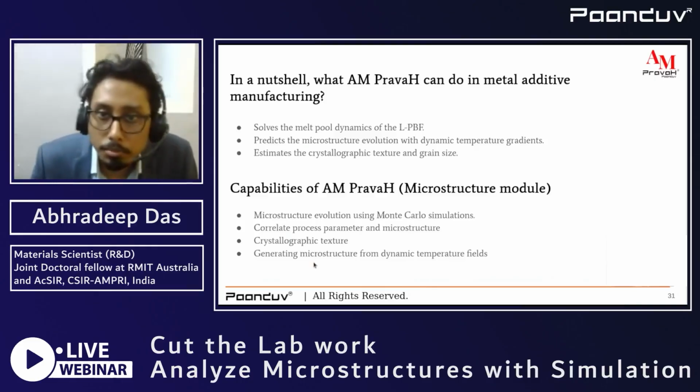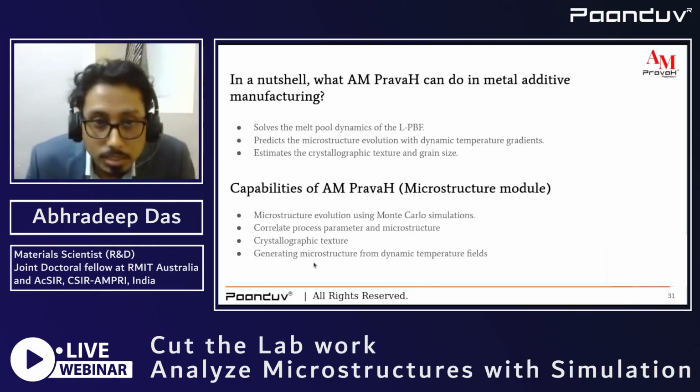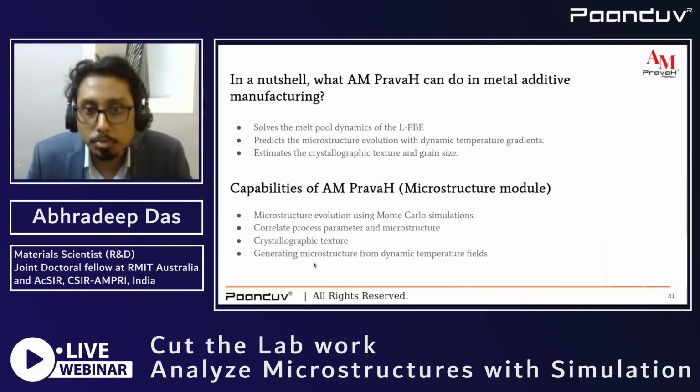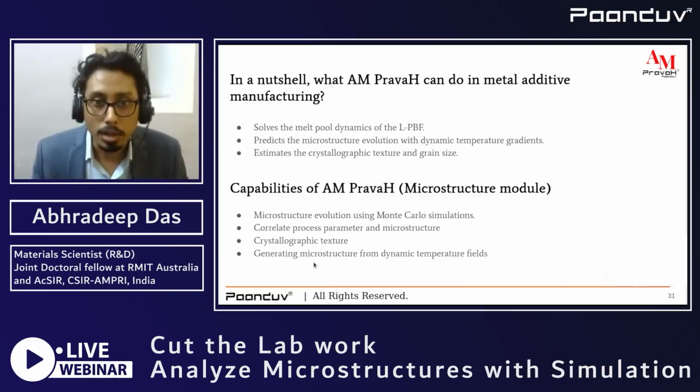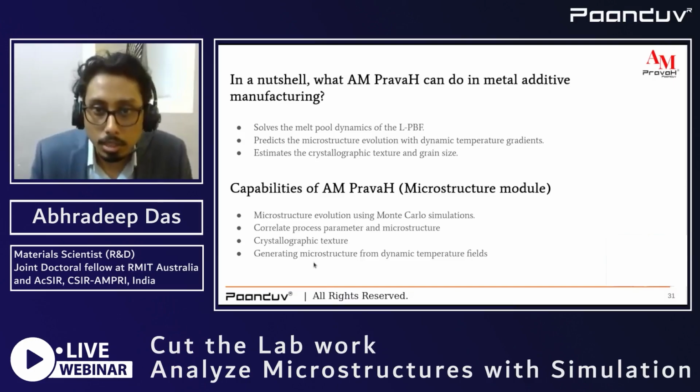In a nutshell, what AM PravaH can do for the metal additive manufacturing field is that it uses melt pool dynamic simulations of processes such as laser powder bed fusion. It can be any process that we have already demonstrated, like LPBF, WLAM, or WAM, wherein we solve the entire fundamental equations using the CFD approach, and come up with accurate melt pool dynamics without having any assumptions.